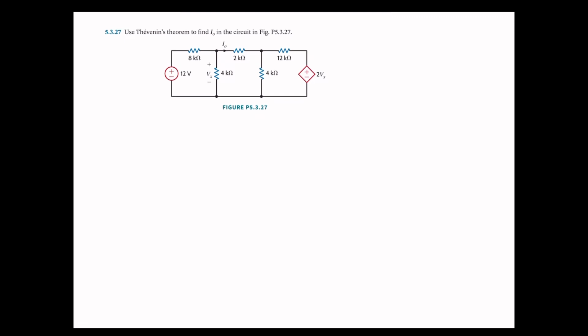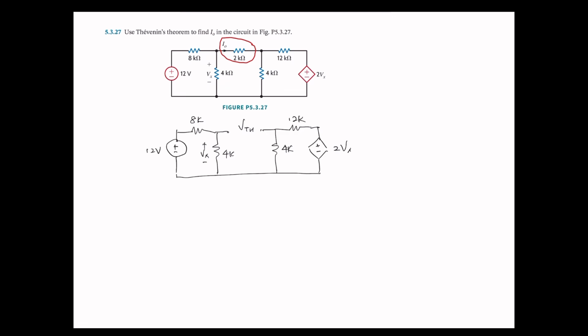So we need to isolate the I sub 0 component. I sub 0 is going through here, right? So we have to take that out. If we draw the circuit, it looks like this. Our goal is to find VTH. Where is VTH? Right here, in the middle.